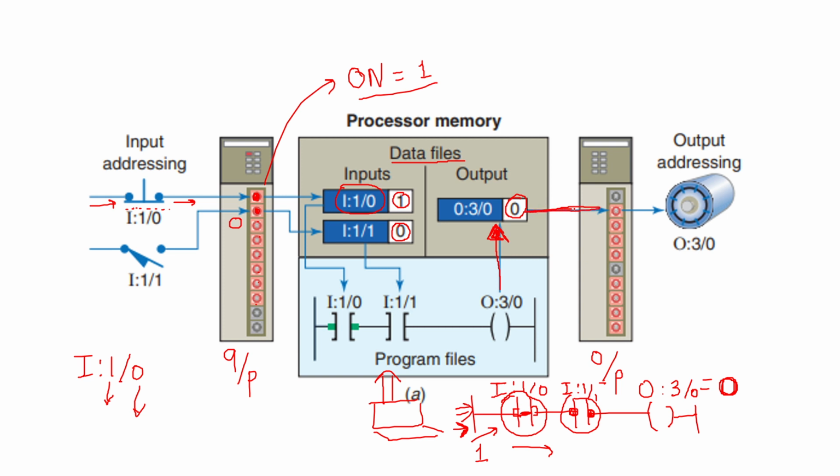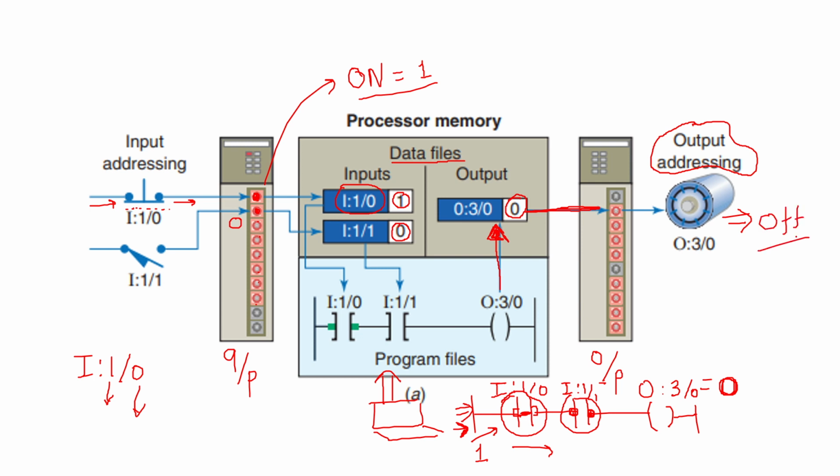This transfers to your output addressing again. So it gives a zero signal to your real output point. And if you give a zero signal to your real output addressing, your motor is not going to turn on. Suppose this is an LED, and the LED is off now.